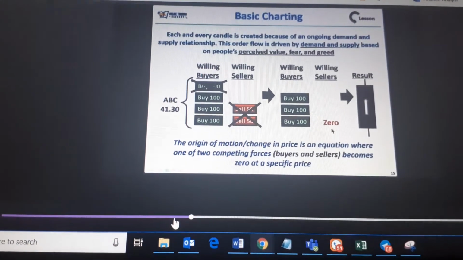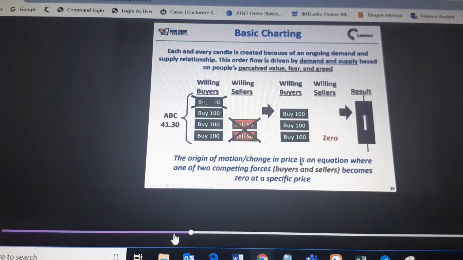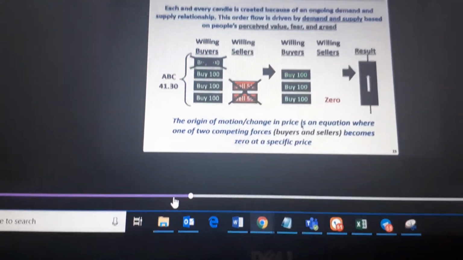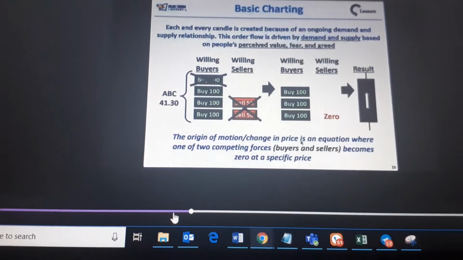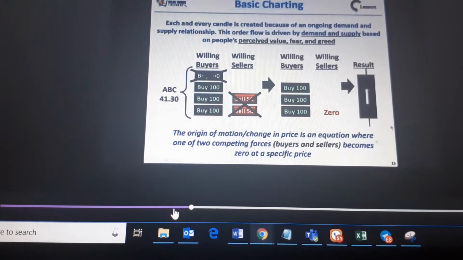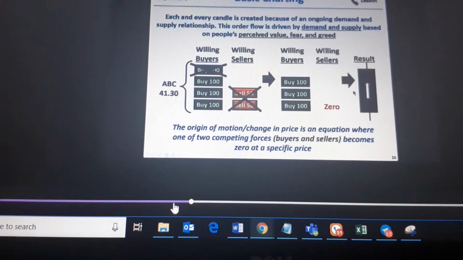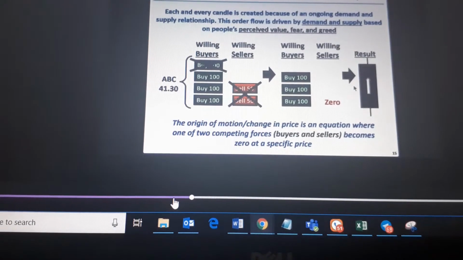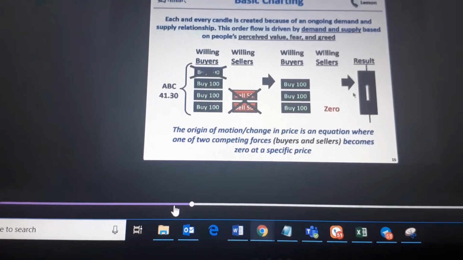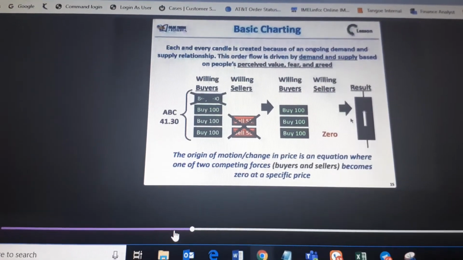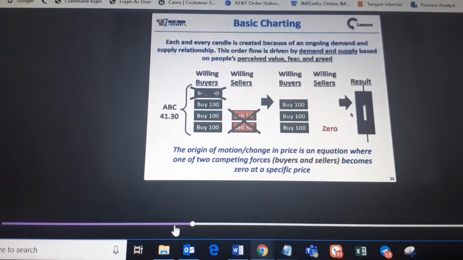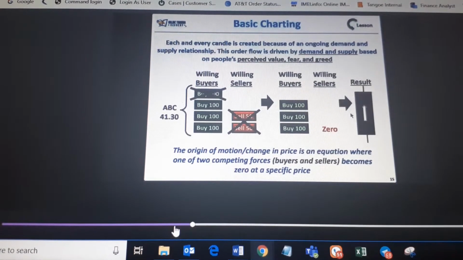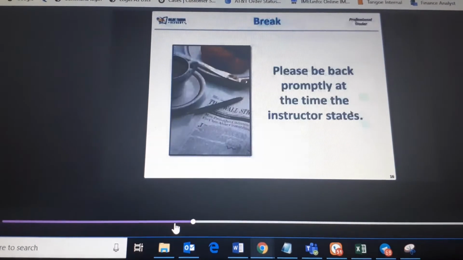So the origin of motion or change in price is an equation where one of the two competing forces, buyers and sellers, becomes zero at a specific price. So where is the origin of motion or change in price? It's where one of the two competing forces, the buyers and sellers, becomes zero at a specific price. Okay, this will be the origin of motion or change in the price.